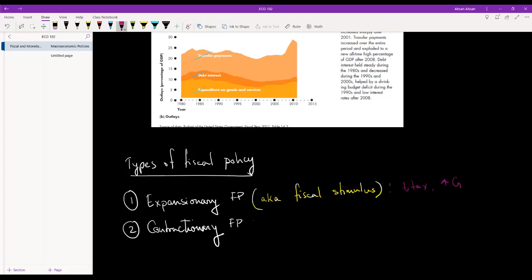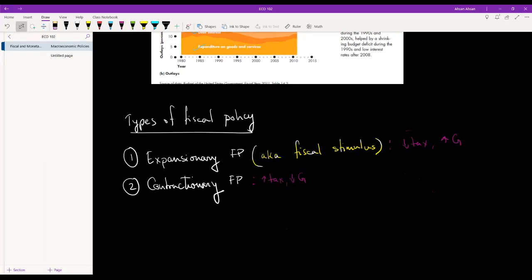And contractionary fiscal policy is known as the scenarios where the government is increasing taxation and lowering their expenditure. Both of these don't have to happen. If either happens, it's fine. So if the government only reduces tax and does nothing to their expenditure, it's still an expansionary fiscal policy.